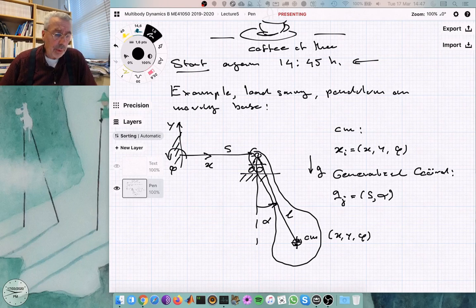Why does it have 2 degrees of freedom? Well, the body in itself, of course, has 3 degrees of freedom, and there's only one constraint. This point, the attachment point, cannot move up and down.